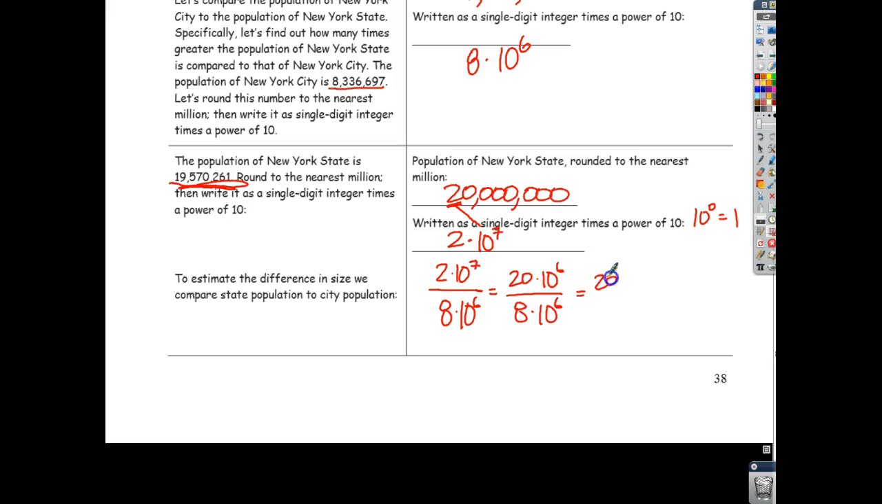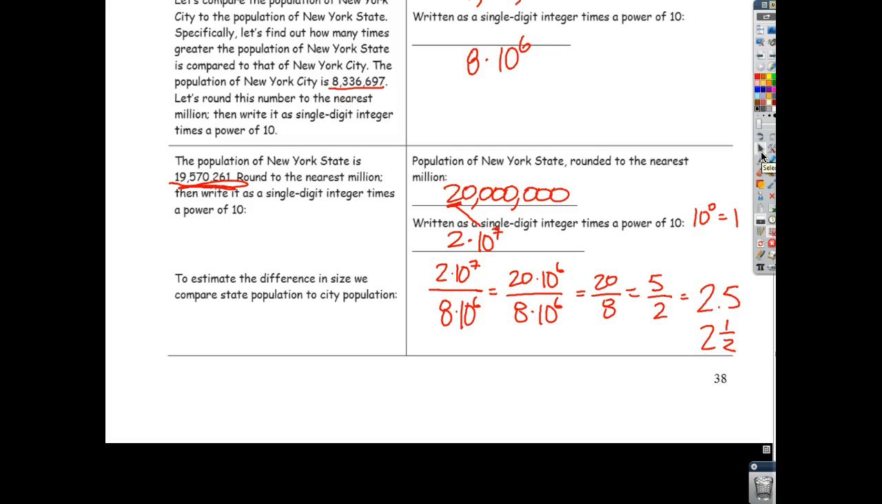So then I get 20 over 8. Well, both of these have a common factor of 4. So I'm going to divide the top by 4 and I get 5, and I divide the bottom by 4 and I get 2. So this ends up being 2.5 times bigger. So New York State is about 2.5 times bigger than the population of New York City.